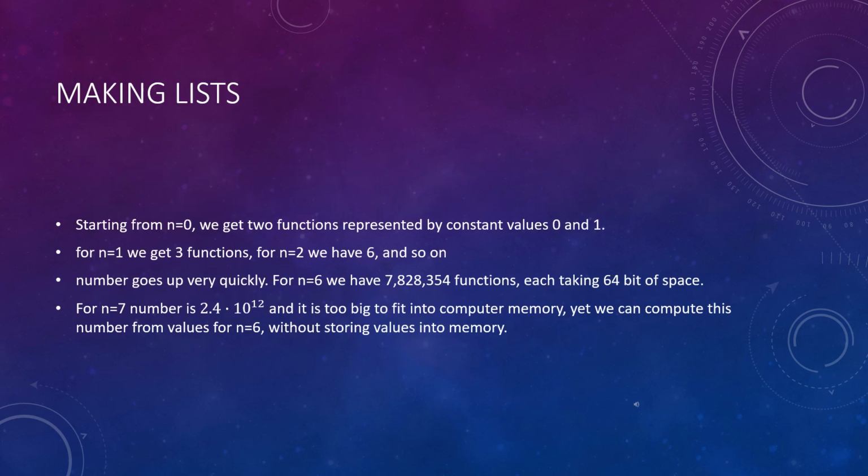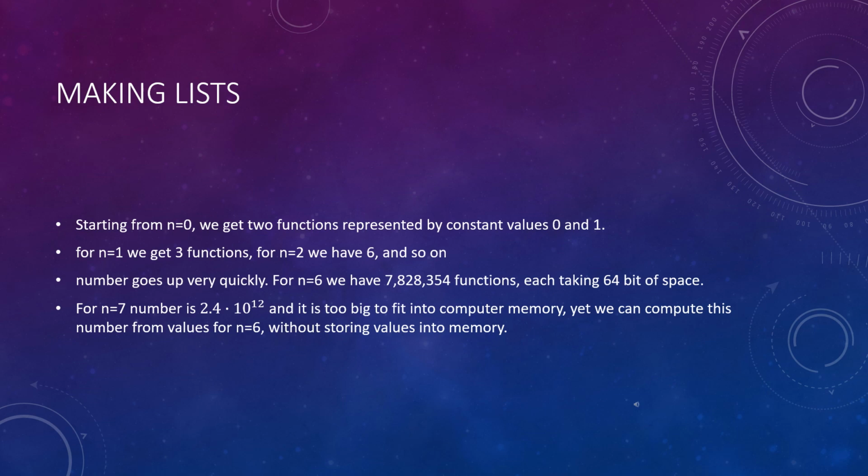Making lists. Starting from n equals 0, we get two functions represented by constants 0 and 1. For n equal 1, we get 3 functions. For n equal 2, we have 6, and so on. The number goes up very quickly.